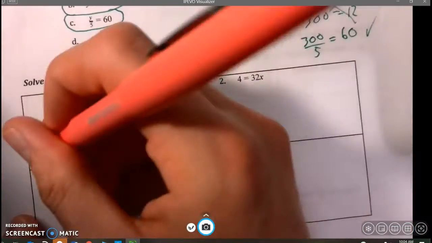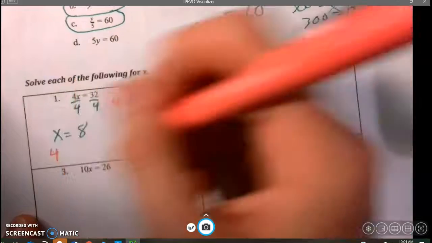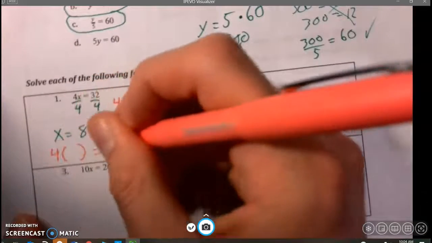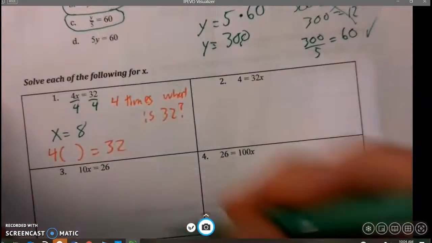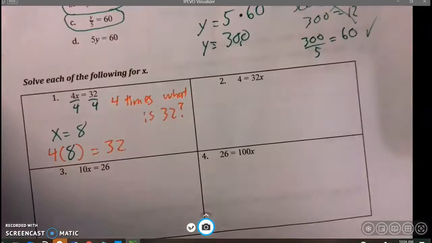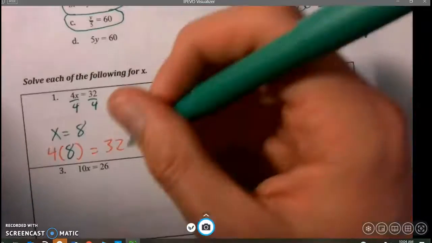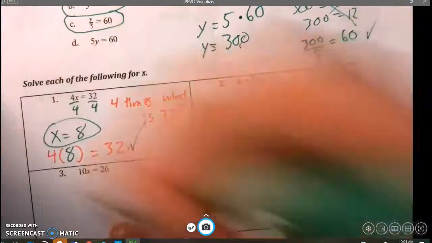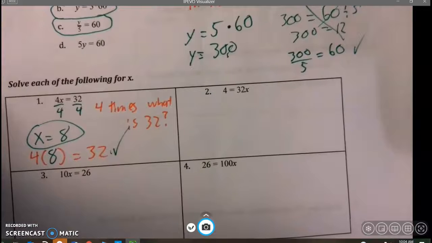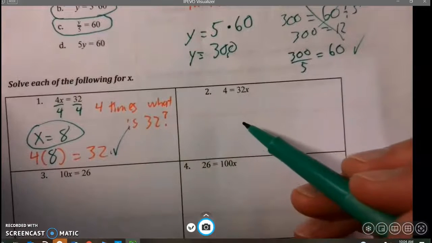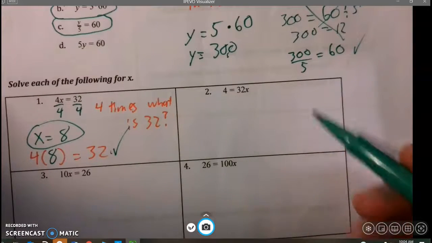And once again, if we plug that back in, 4 times 8, putting in that value for that variable, 4 times 8 is in fact 32. So I know that I got my answer correct here. Okay. Now a lot of people said 2 was also 8, but there's a problem here.